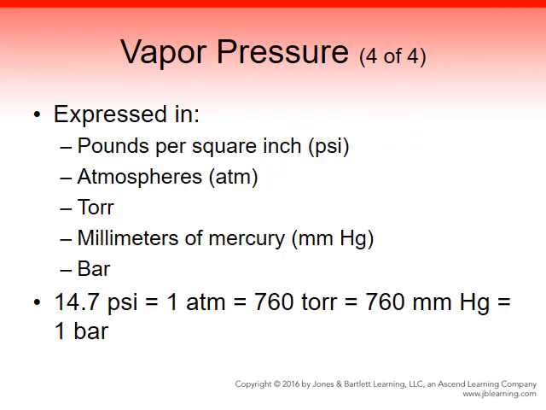Vapor pressure is expressed in pounds per square inch, which is psi, as well as atmosphere, torr, millimeters of mercury, and bar. So when you're looking at these measurements, 14.7 psi equals 1 atm, which equals 760 torr, or 760 millimeters of mercury, which also equals 1 bar.